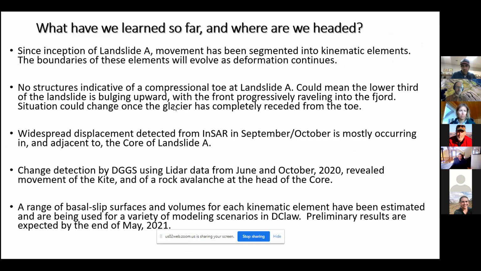This is just a general overview of what we've learned so far. I would make the case that landslide A can be subdivided into kinematic elements, and these boundaries will evolve as deformation continues.